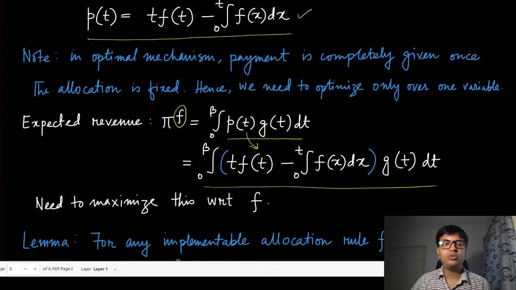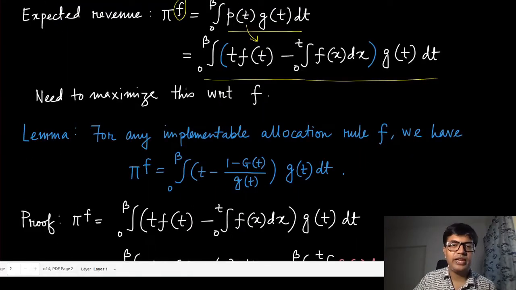This is what we have to maximize with respect to f, with the condition that f is non-decreasing, because that is the requirement for incentive compatibility on this allocation rule. And as long as that is satisfied, we have a DSIC or IC in this case, because they are equivalent. We have this IC mechanism, and we are trying to maximize the revenue. So let us look at how we can do that.